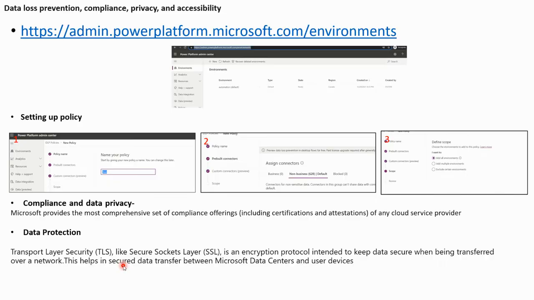Moving to the next topic, which is data loss prevention, compliance, privacy, and accessibility. If you want to set up data loss policies across Power Platform, then you need to have admin rights for that particular tenant, or admin rights for that particular environment. I will show you how to create these environments and what an environment is all about, and then how you can set up these policies in that environment.